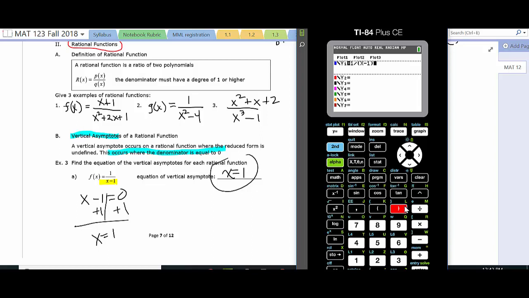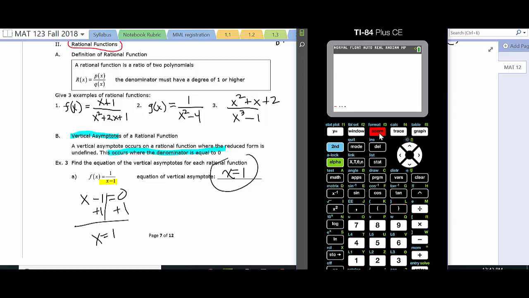How did you get to that screen? Okay, y equals. And you may have something in there. Do you have something in there when you go to y equals? Okay, that's fine. So that's where you put the function in. So 1 over x minus 1. Now just go to zoom 6.